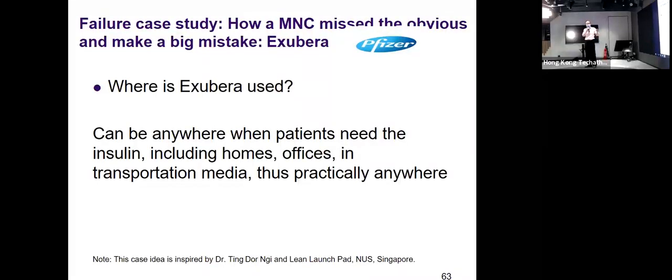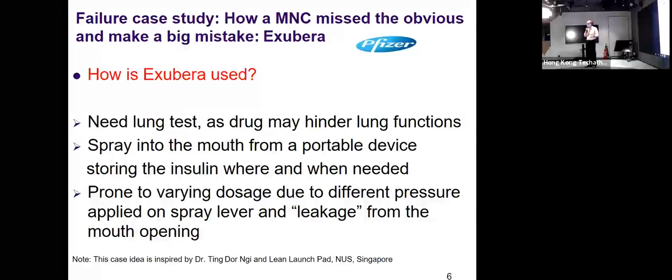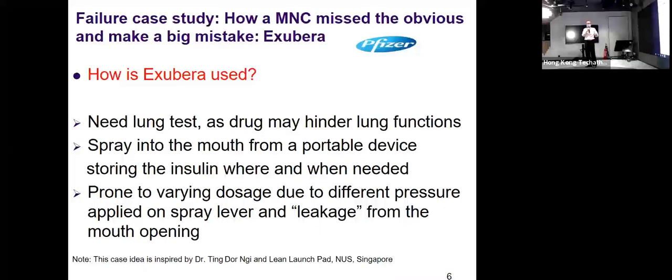When you need it, get an injection. How? How do you need a lung test? You need to spray the biology, the particle development in the device. And if they leak and you do not get the right dosage, and so on. So this is the how.